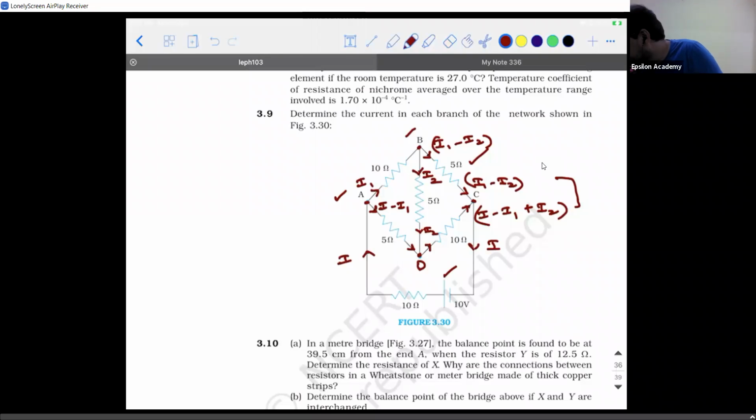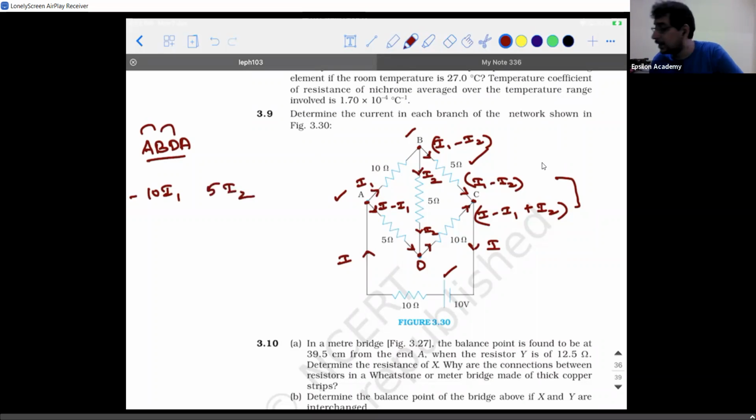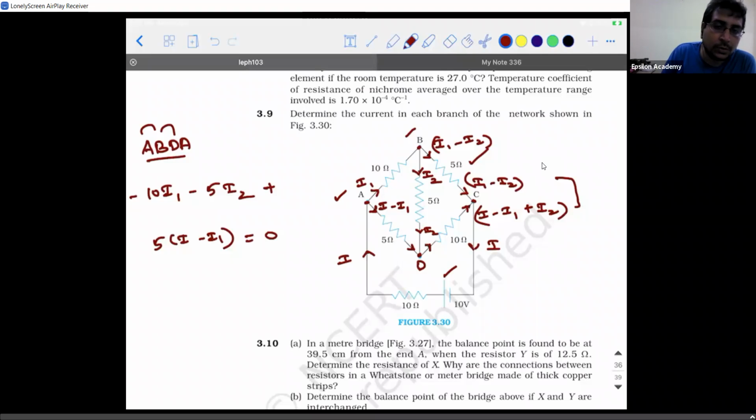Now taking the loop ABDA. When I go from A to B, it is 10I1. I am walking in the direction of current, so minus. Similarly, when I go from B to D, it is 5I2. I am walking in the direction of current, so minus. When I go from D to A, it is 5 into I minus I1. I am walking opposite to the current, so it is going to be plus. This whole thing put together will be equal to 0. To cross verify, 1, 2, 3: 3 elements and 3 terms in the equation.